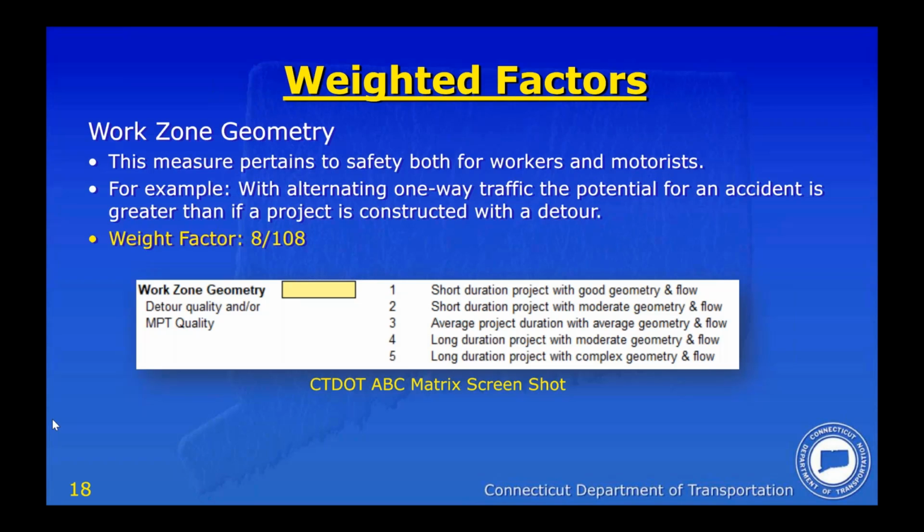This is a measure related to the safety of workers and motorists. With the work zone that we have, for an example, with 1 lane alternating traffic, the potential for an accident is much greater for a project than one constructed with a detour that we might find with an ABC project. So projects that are short duration projects with good geometry and flow might be lower on the need for work zone geometry to be an important factor for consideration for ABC. Or 5, a long duration project with complex geometry and flow would be a very high candidate from this measure alone for ABC.